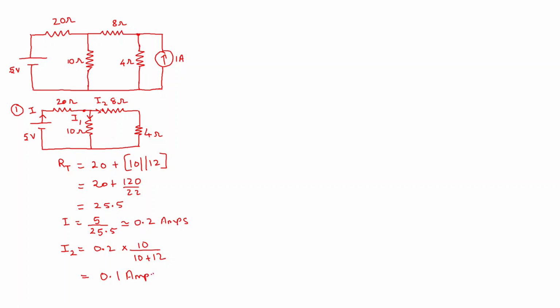0.1 amps. So now I2 is nothing but the current through 8 ohms as well as the current through 4 ohms. So current through 4 ohms because of the first source acting is 0.1 amps. So now I have got to find out the current through this 4 ohms because of the second source alone getting acted. That means I have to remove this 5 volts and draw the circuit.